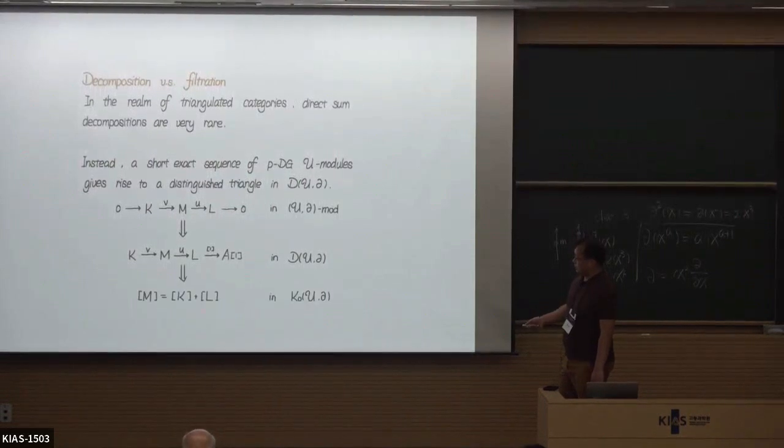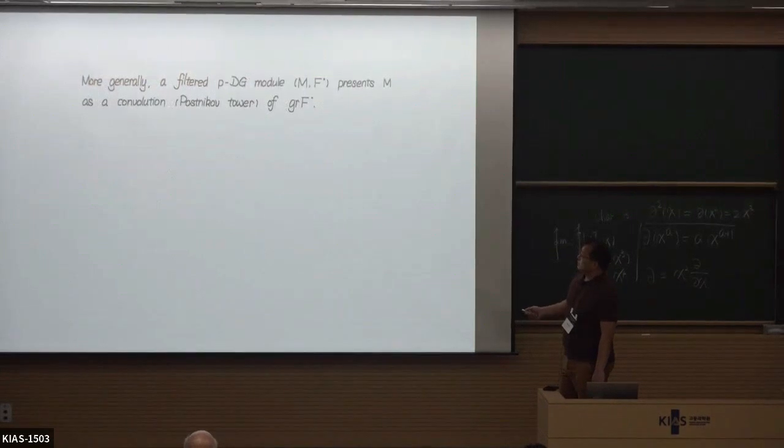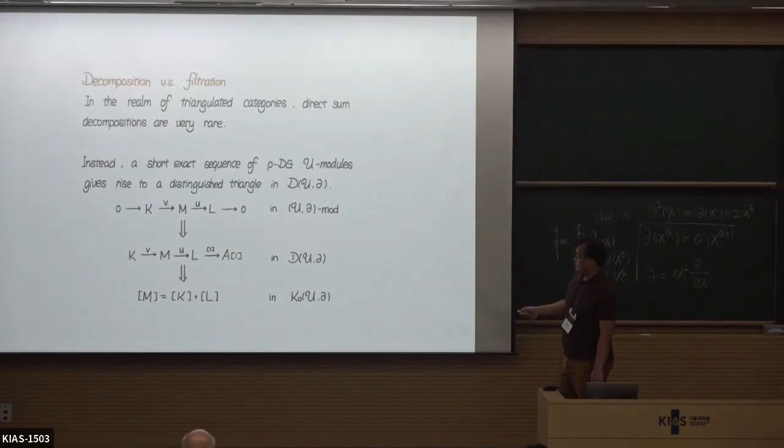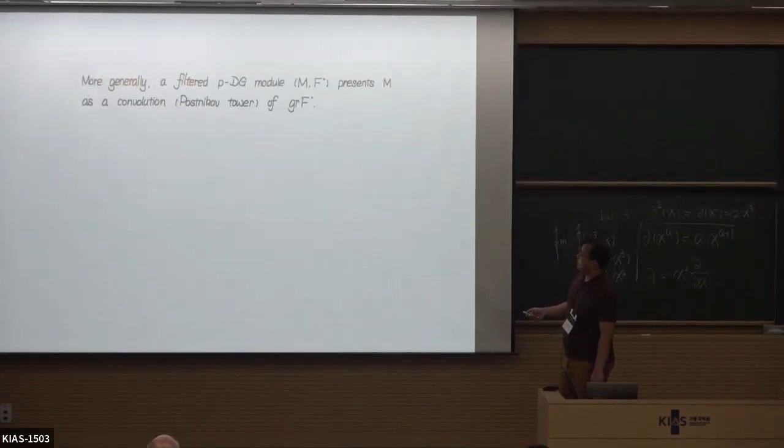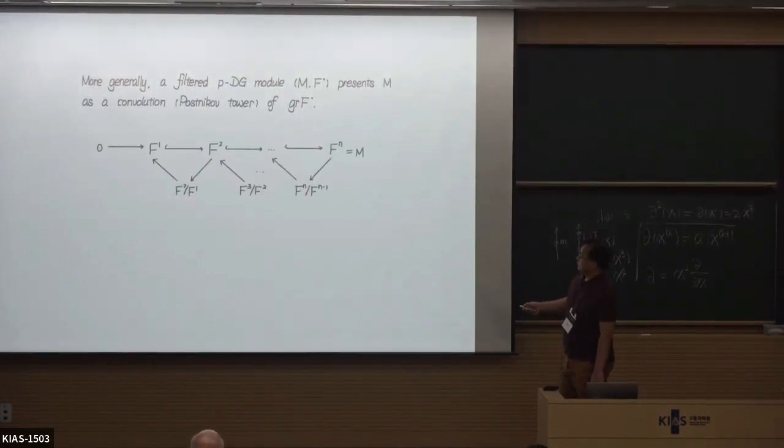And on the Grothendieck group level, you have this relation: M is the same as K plus L. More generally, this short exact sequence can be regarded as a filtration of M by a submodule, which is K, and the quotient module is L. So more generally, if you have a filtered PDG module with some increase in filtration, then you get a convolution diagram, or what's known as a Postnikov tower, of the associated graded.